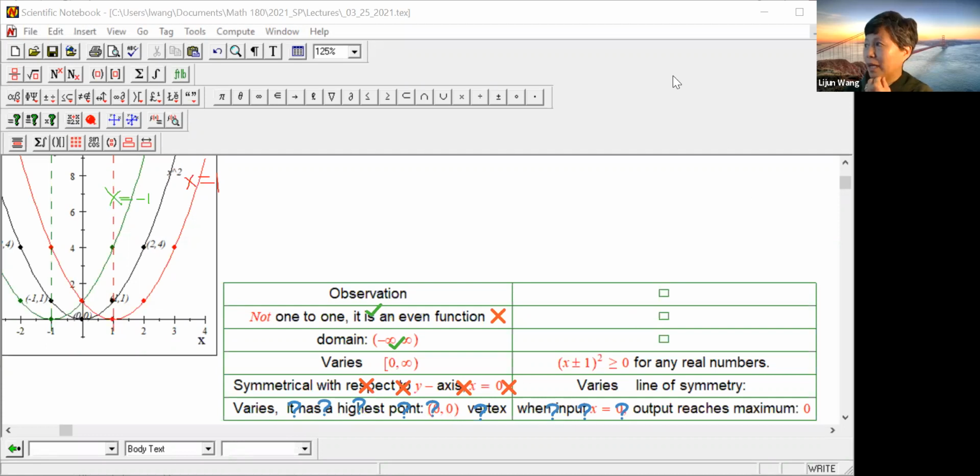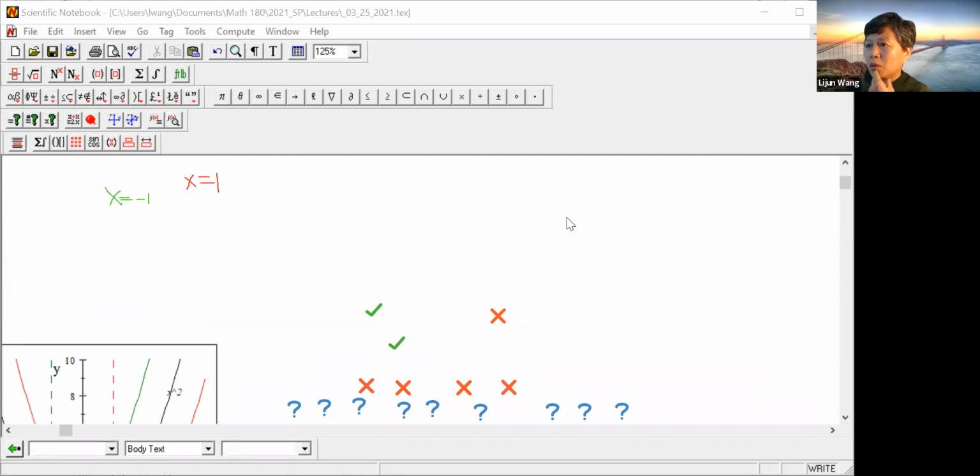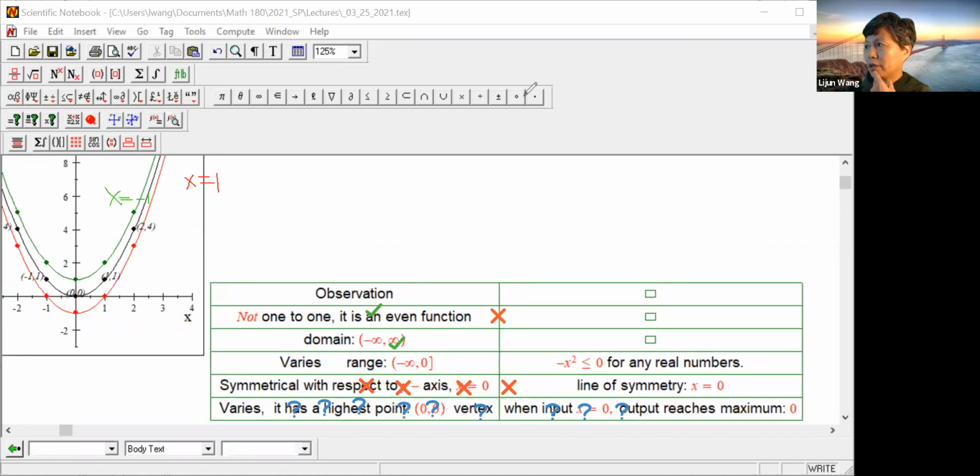Now, last but not least, we didn't do the checklist for the earlier one. We forgot to do that for this one. For this one, what is the checklist? It is still not one-to-one. That's correct. Is it still even? Yes, still even. Domain and range vary again. So what are the ranges?